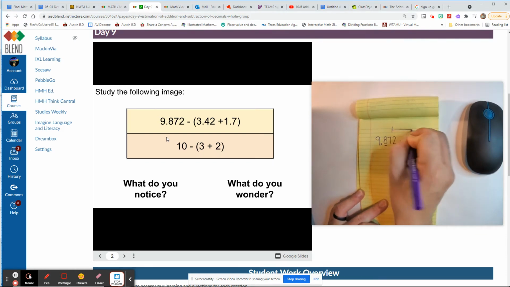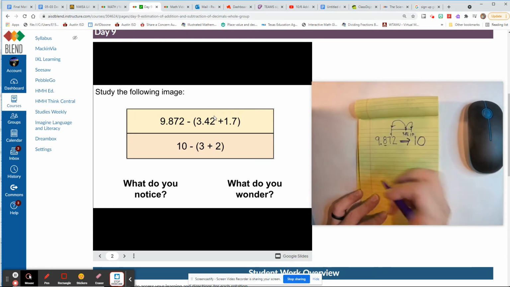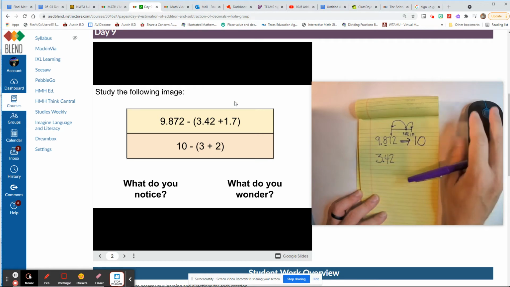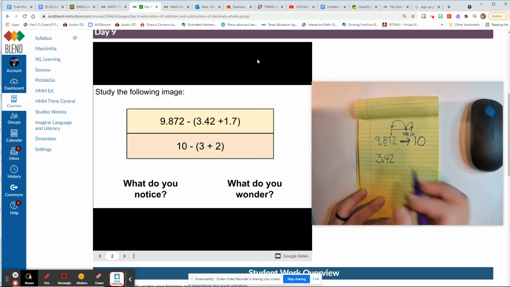If we're looking at a number line, and here is 9 and here is 10, 9 and 872 thousandths would be somewhere around there, which is closer to 10 than it is to 9. So the next number that we're looking at is 3 and 42 hundredths. Remember, not 3.42, because that is not how we read that number or assess its value. So 3 and 42 hundredths, right?